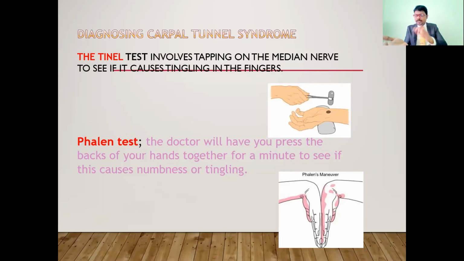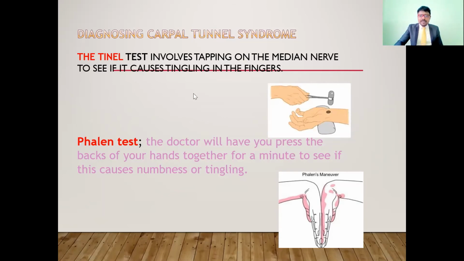For example, if you tap over the wrist joint and median nerve distribution of a normal person, they are not going to get any tingling sensation or numbness. But those who have compression of the median nerve are going to get numbness and tingling sensation. Another special test is called Phalen's test.